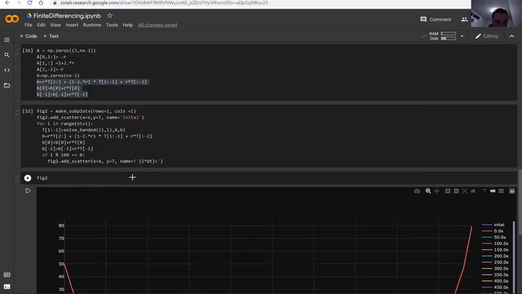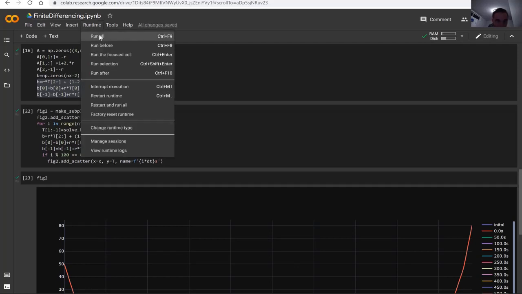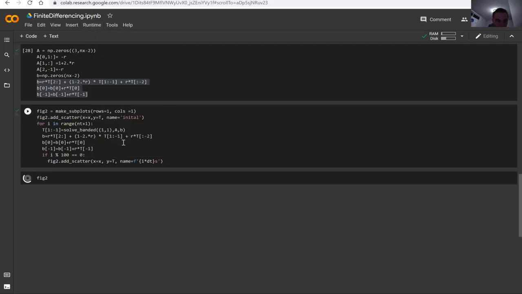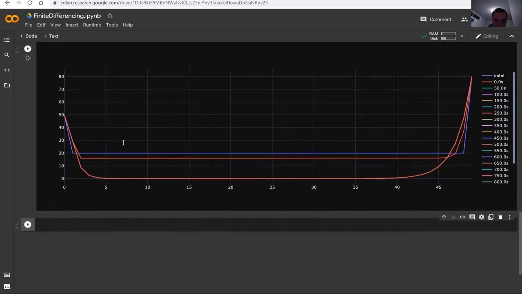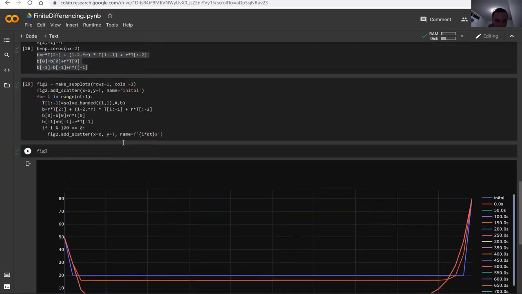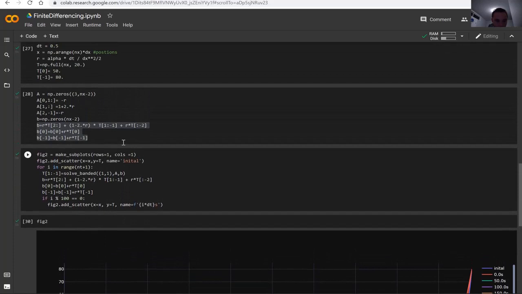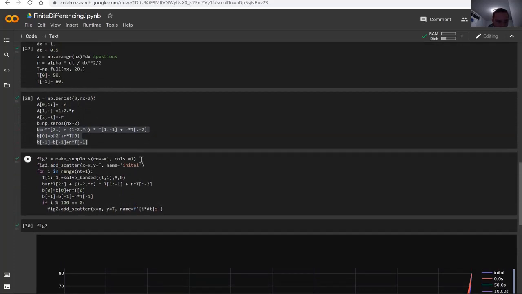Fig 2 add scatter x equals x, y equals t, name equals f. Let's try running all, could be the issue. Okay, it looks like it's starting to work, but we're still having a slight issue somewhere. Rows 1, cols 1. Name, initial f, fig 2 add scatter for i in range of our time step plus 1.